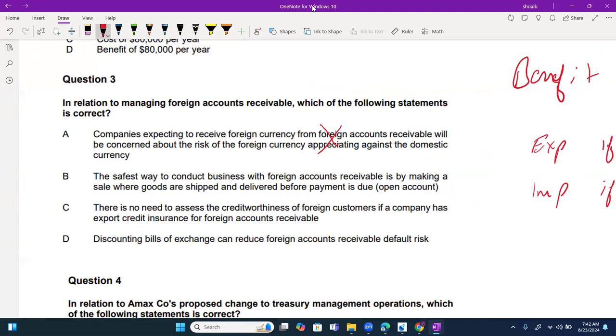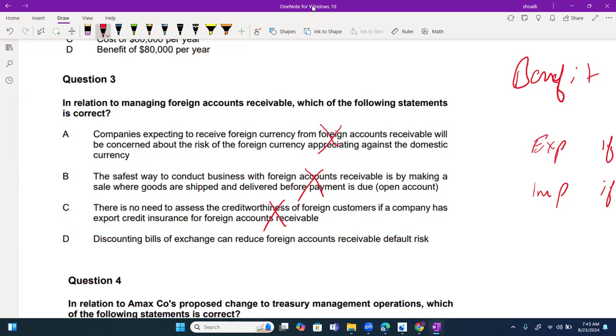Open account. This is highly risky. Open account is your foreign customer has contacted you. You have sold the goods. You have shipped the goods. But your payment is due. There is a risk that the customer can do a fraud with you. Highly risky. There is no need to assess the credit worthiness of foreign customer. No, this is highly risky. You need to assess the foreign customer.